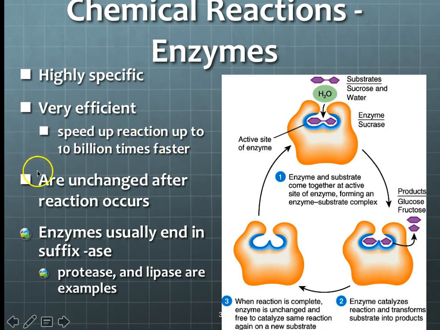Enzymes are unchanged after this reaction occurs. So once it breaks one of whatever down, it can go and break another one down, and another one down, and another one down, right? And you can tell when something's an enzyme because it ends in ASE. Whatever comes before the ASE is what it's breaking down. So protease breaks down proteins. Lipase breaks down lipids. Sucrase breaks down sucrose.